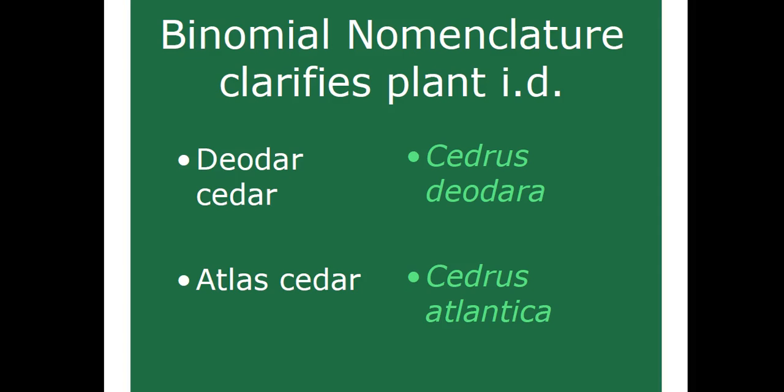We can look at a plant that we've already talked about in class, the Deodara cedar, Cedrus deodara. It looks very similar to the Atlas cedar, Cedrus atlantica. However, the Deodara cedar is not native, used almost entirely in ornament. The Atlas cedar, Cedrus atlantica, guess what? Grows nearby to the Atlantic coast.